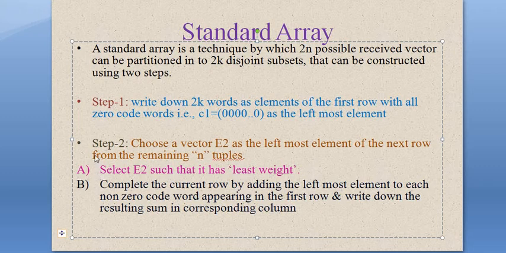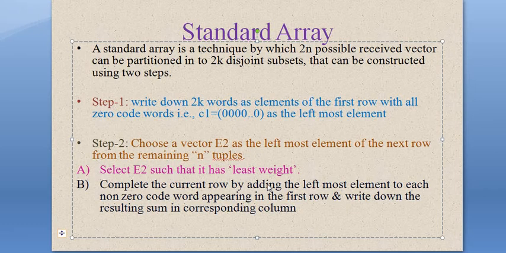Again in step 2, you have two steps. So select E2 such that it has the least weight. Suppose your word is 6 bits, then least weight means only one non-zero element should be present. For example, 0 0 0 0 0 1. That gives you the element which has the least weight.